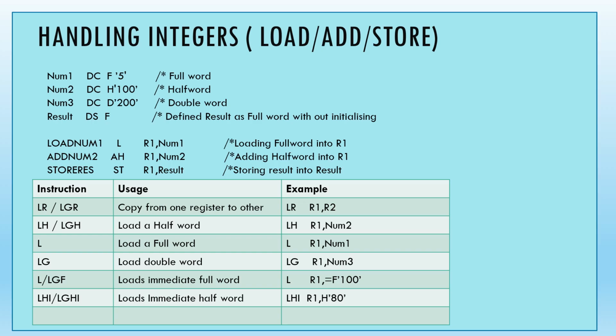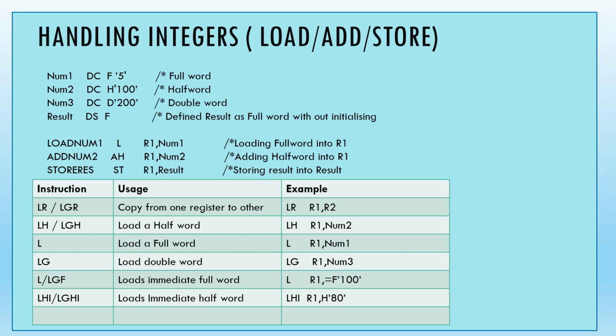Whereas when you say LHI R1,H'80', it is a halfword and the value is 80. There is no memory getting allocated anywhere. The value 80 is directly getting loaded into register R1. Understand this particular difference.